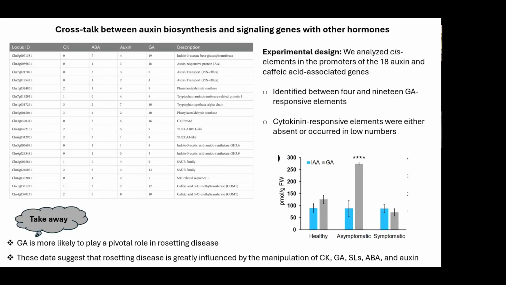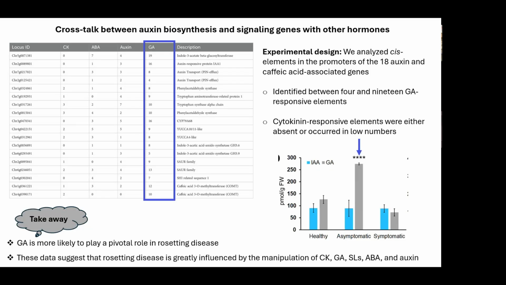So we went ahead to look at the crosstalk between the 18 genes which are involved in auxin and gibberellin levels. And we found there is a lot of crosstalk between these 18 genes and other hormones. And it was surprising to see that GA, or gibberellin, is the one controlling the cis elements in the promoter region of those genes. The lowest number of cis elements of GA was 4, and the maximum was 19.